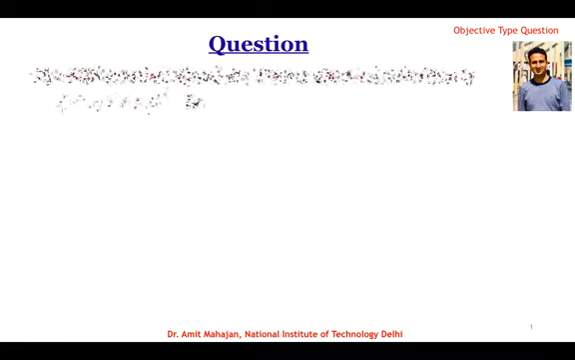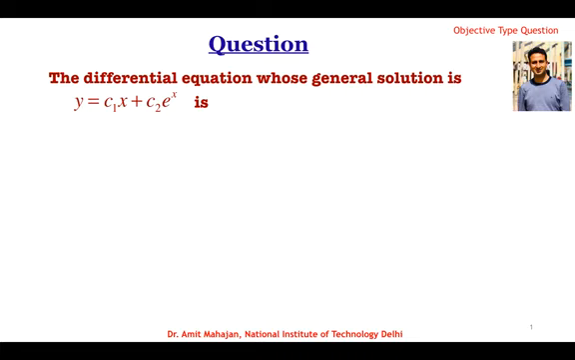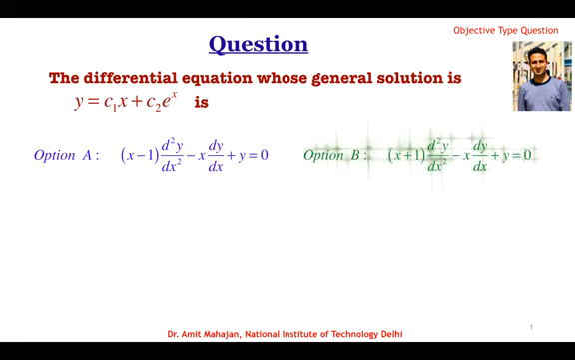The question is: the differential equation whose general solution is y = c1x + c2e^x is? I am giving you four options here. Option A is (x − 1) d²y/dx² − x dy/dx + y = 0. Option B is (x + 1) d²y/dx² − x dy/dx + y = 0.